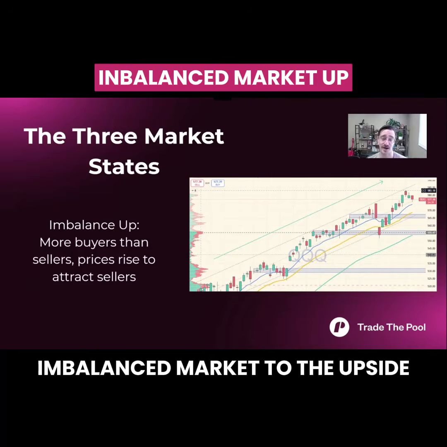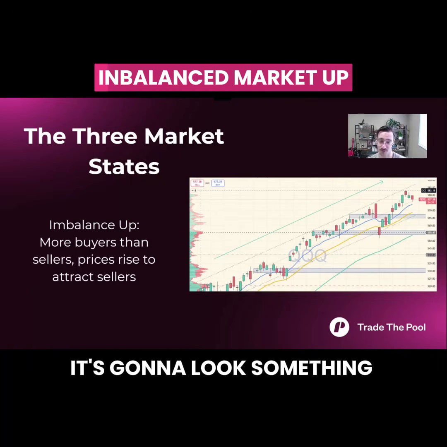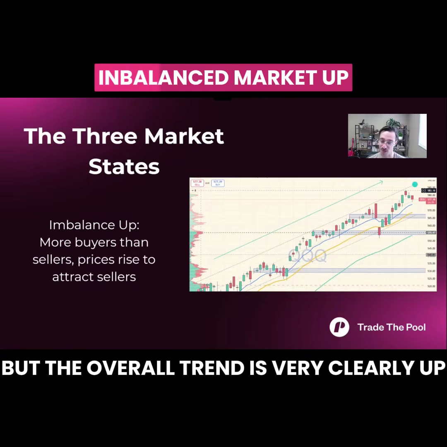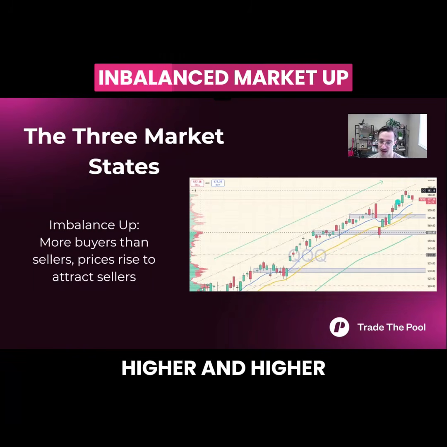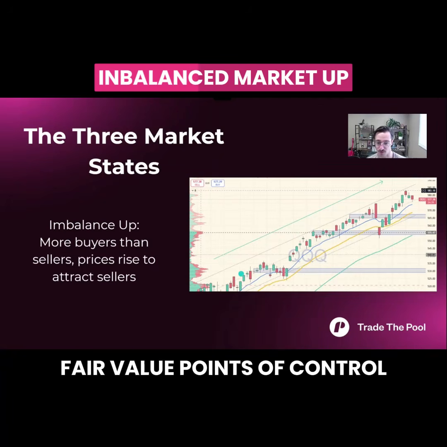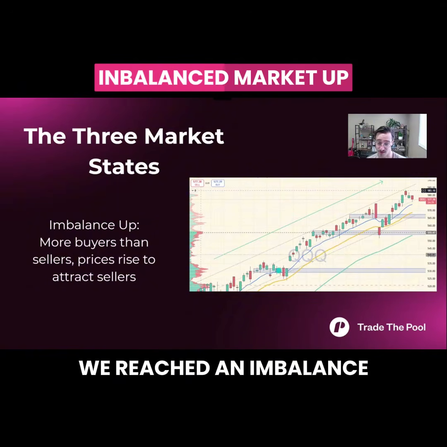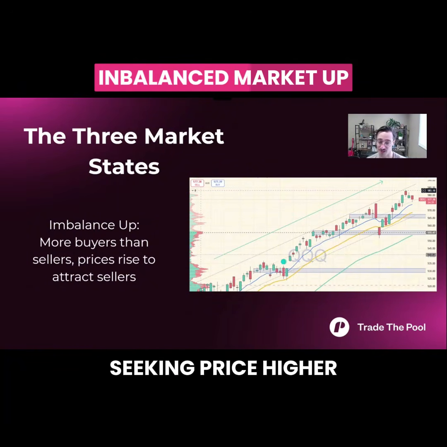So when you have an imbalanced market to the upside, it's going to look something like this QQQ chart here. So as you can see, we're just in a channel, just ripping on up. Sure, there's red days, but the overall trend is very clearly up. Price is seeking balance higher and higher. So these bands here, they were previous fair value points of control where it was oscillating. And then essentially we reached an imbalance where the bulls outpaced the bears in this range. And then we started seeking price higher.